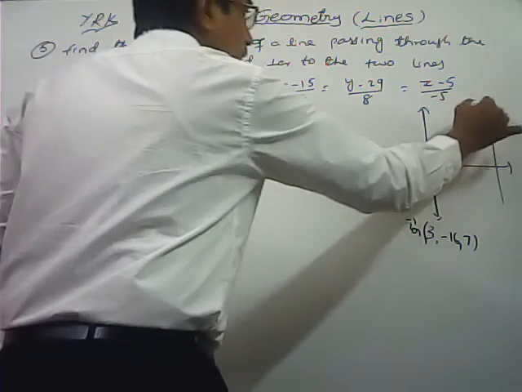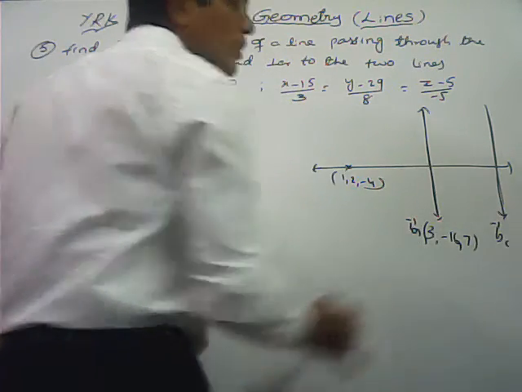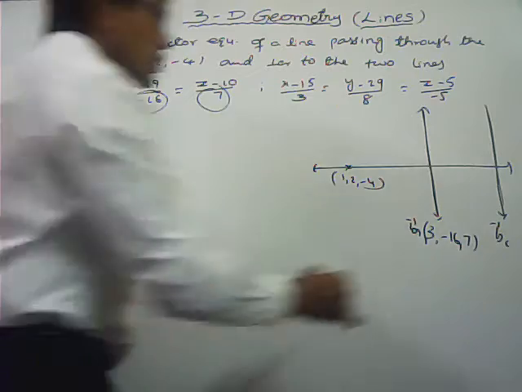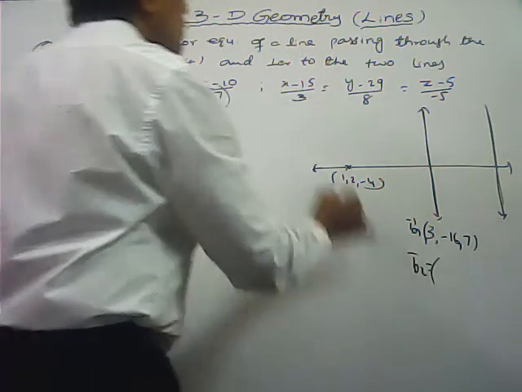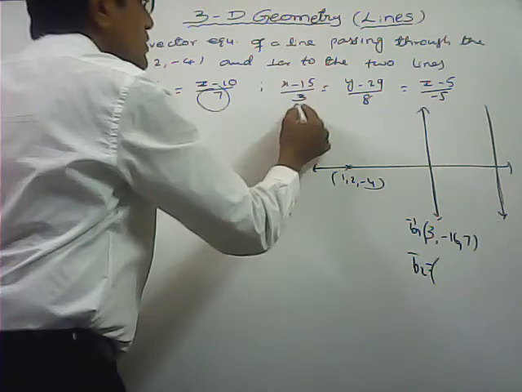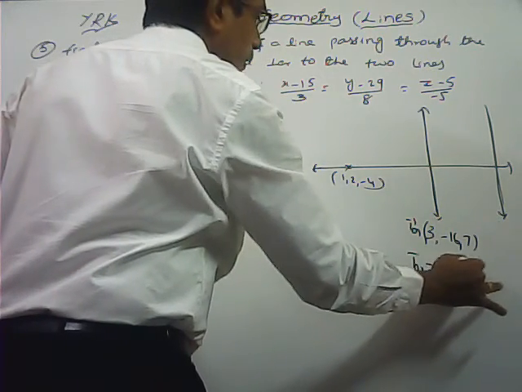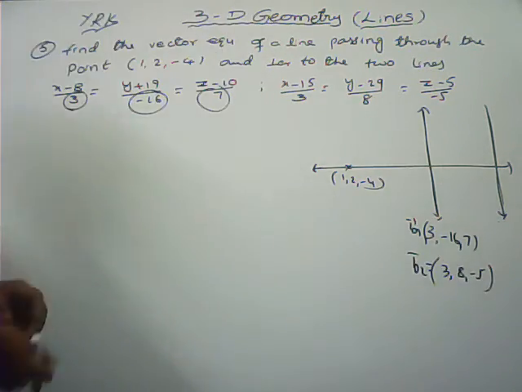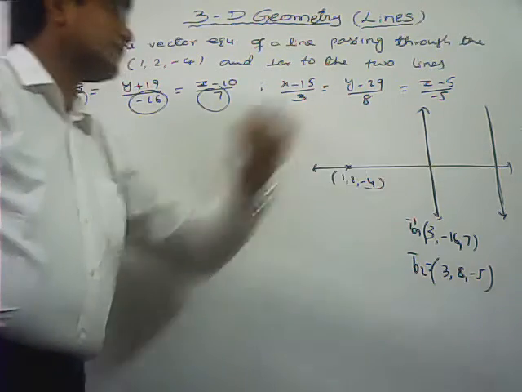And what are the parallel drs of this line? Here b2 bar, I am writing b2 bar, that is equal to, here also the x, y, z coefficients are 1, 3, 8, minus 5. So the required line is perpendicular to these two lines.